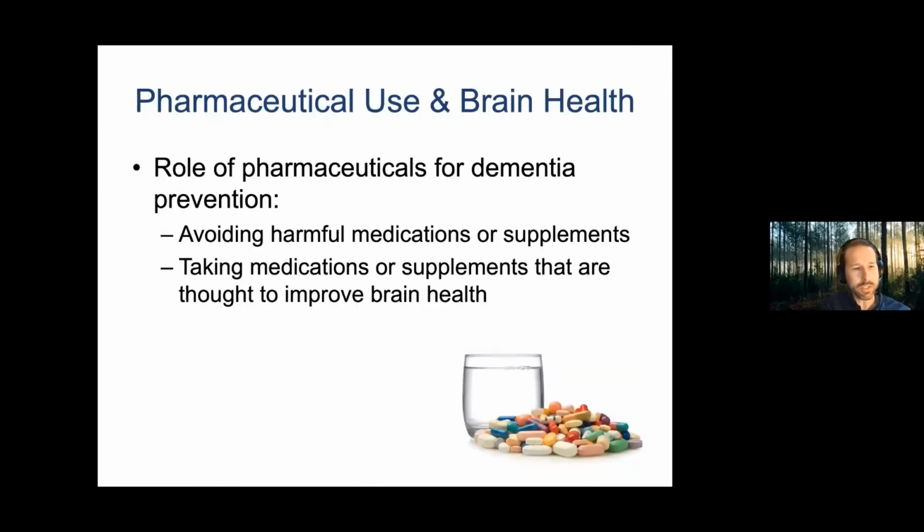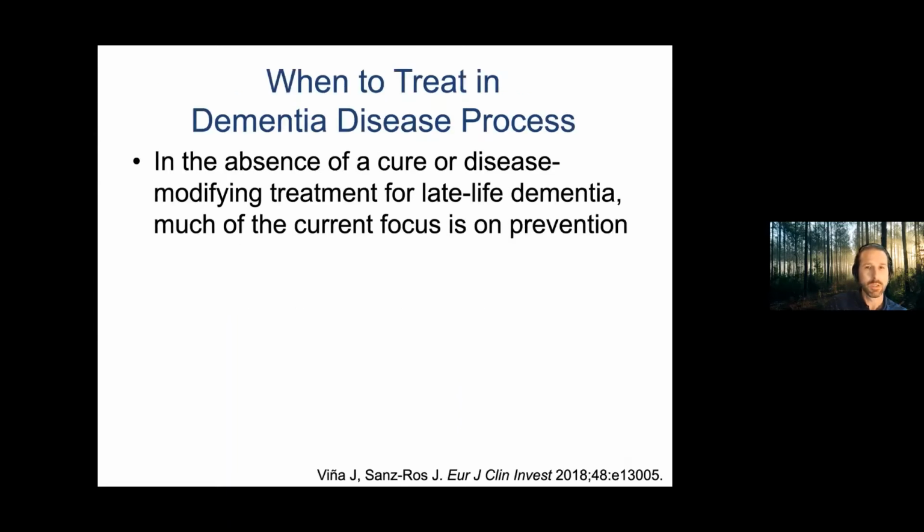In the context of dementia prevention, pharmaceutical use can be thought of, I think, in one of two strategies. One, you could avoid harmful meds or supplements, which is simply risk avoidance. Or two, if there's evidence to support this, you could take a medication or supplement for a product that shows improvements in brain health. But unfortunately, in dementia, we currently do not have any approved drugs that are disease modifying for the treatment of dementia. So a lot of the focus is currently on prevention.